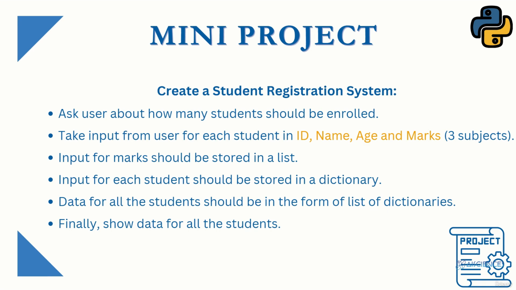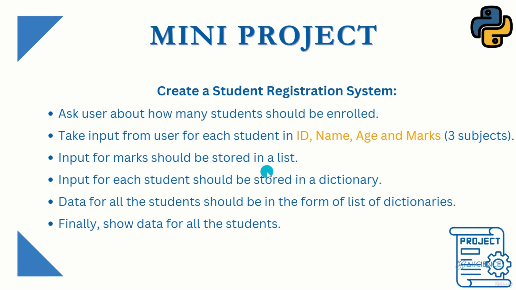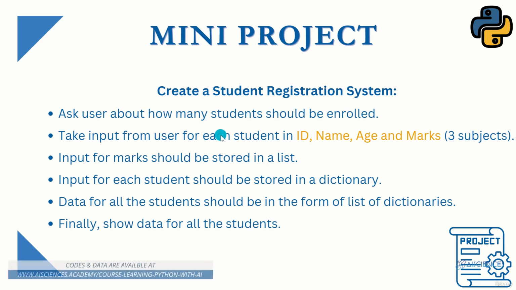What is the benefit? You know that if we have a list of dictionaries, then we can iterate over them. We can filter the dictionaries, we can update them all, and we can perform tons of different operations, right? And finally, we will show the data for all the students for which we have received input, right? So yeah, there's a use of dictionary over here. There's a use of list over here. There's a use of loop over here, and probably a few other things as well.